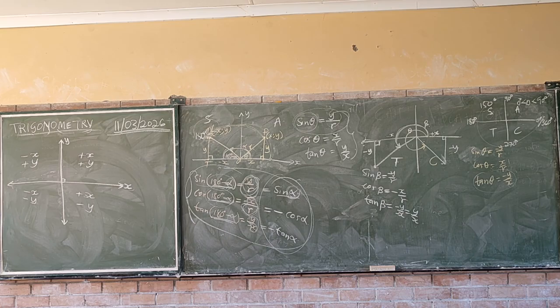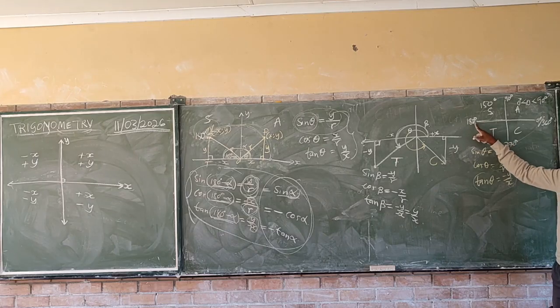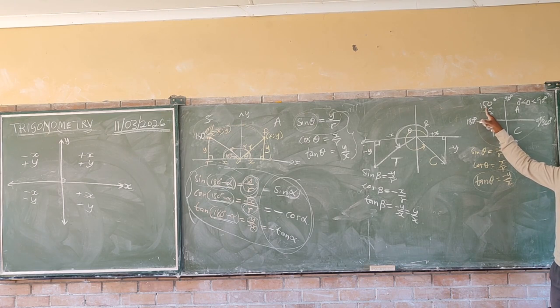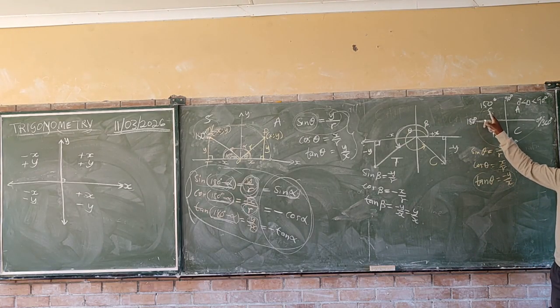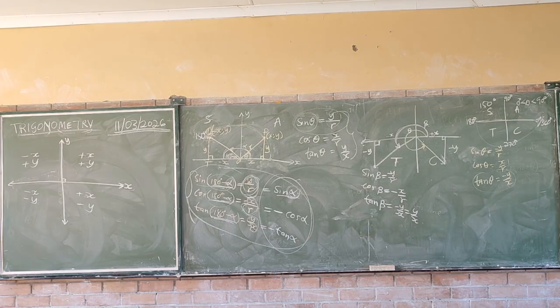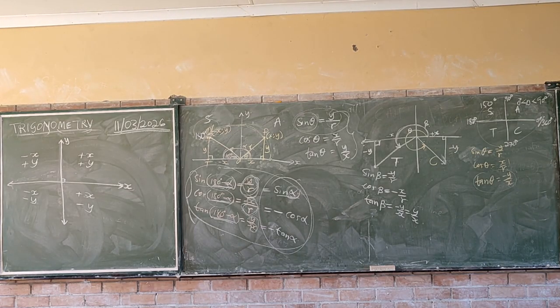Now, for me to get that acute angle, I know there is a boundary here. I can use this number and subtract this one to get the acute angle. So what will be the acute angle? 30. Then that is in the first quadrant. So the ratio of 150 should be the same as the ratio of 30 in the first quadrant.